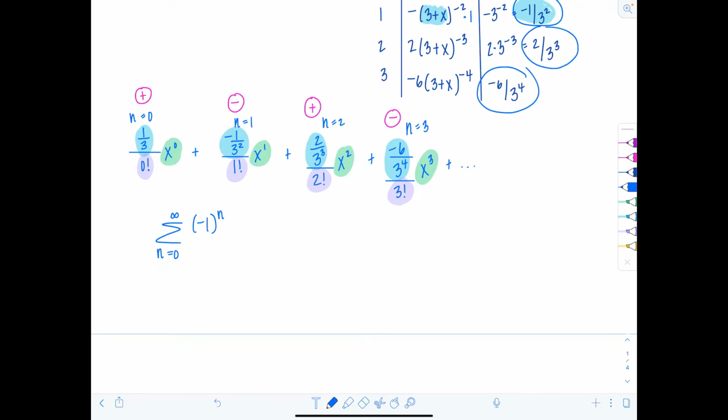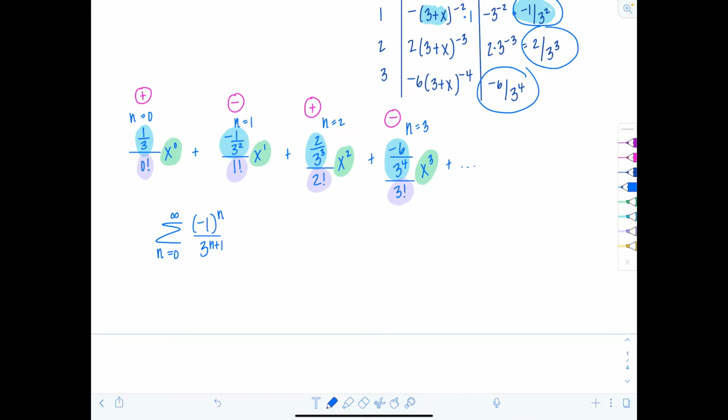Okay, what else do we notice? Well, we've got 3 raised to some power. Notice when n is 0, 3 is raised to the first power. When n is 1, 3 is raised to the second power. When n is 2, 3 is cubed. So whatever n is, 3 is raised to the n plus 1. It's always 1 higher. Do you see that?